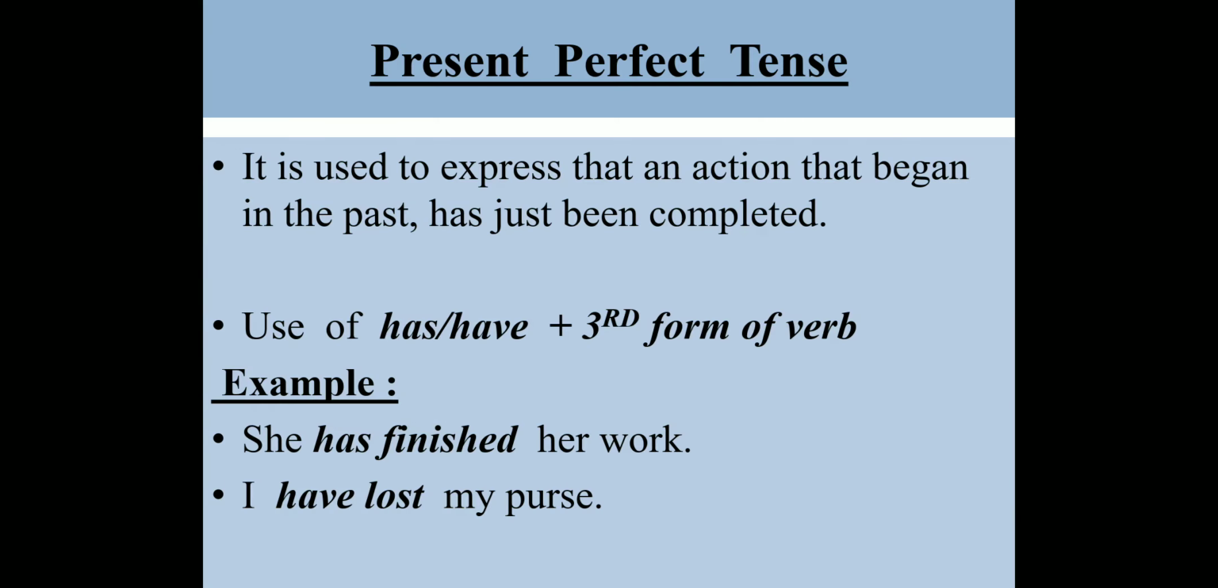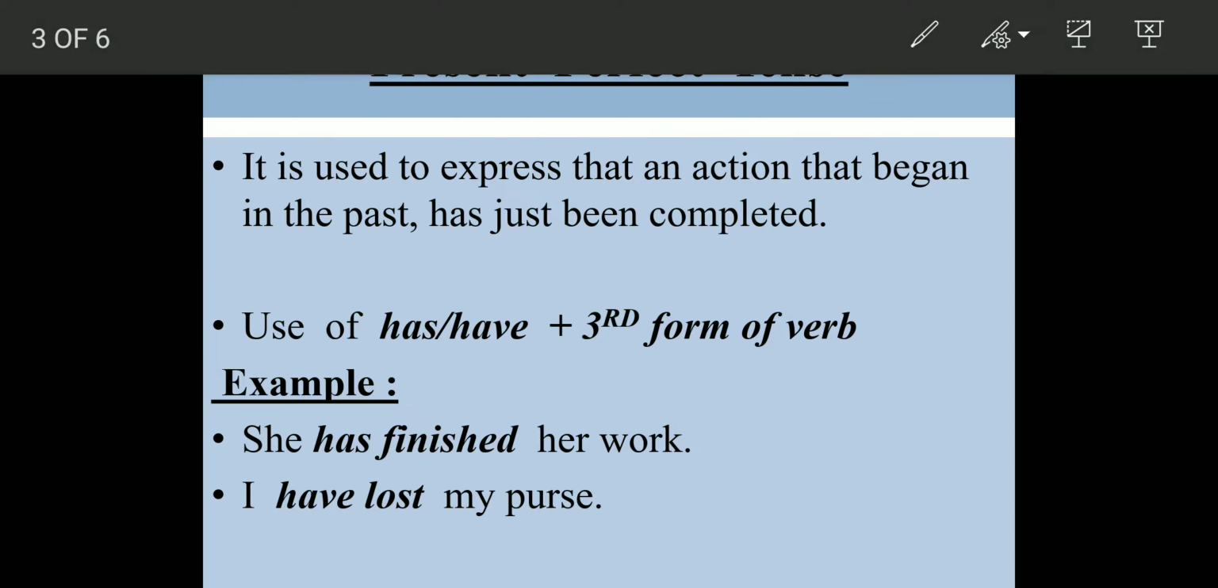Let us see. First, we begin with present perfect tense. Where and why do we use present perfect tense? It is used to express that an action which had begun sometime back in the past has just been completed. So it is not still going on. If the action was still going on, it would be present continuous tense. But this had started some time back and it has just been completed. So it is referred to as present perfect tense.